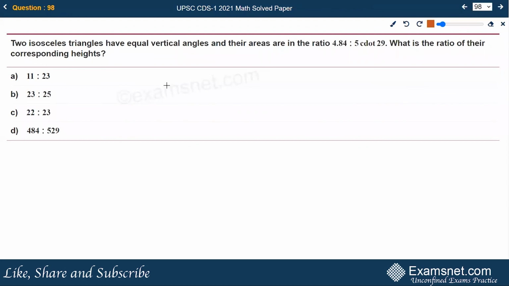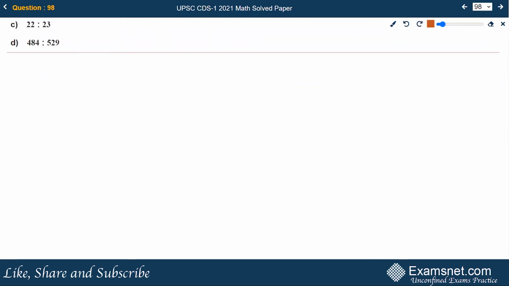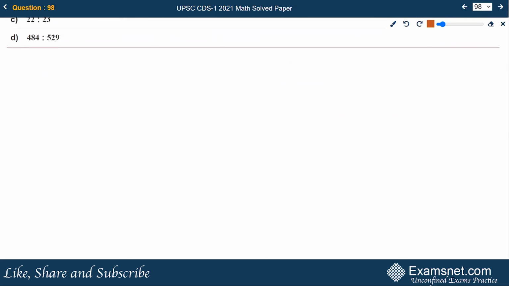In question number 98, it states that two isosceles triangles have equal vertical angles and their areas are in the ratio 4.84 is to 5.29. What is the ratio of their corresponding heights? So well, let me first discuss a few concepts. What are the properties of similar triangles, of two triangles being similar? There are three such properties, that is angle criteria, side angle side criteria, and side criteria.